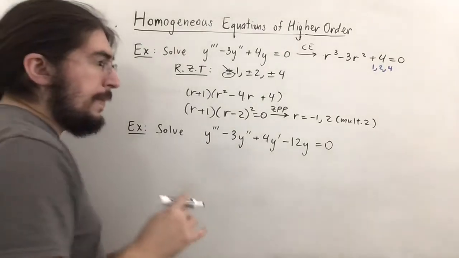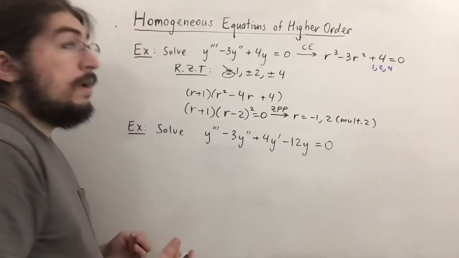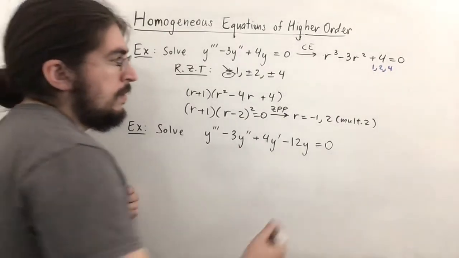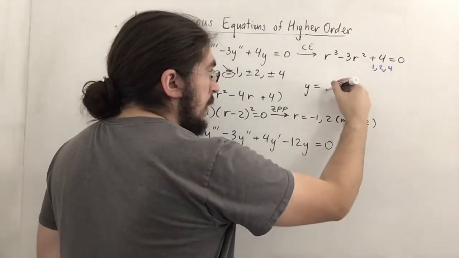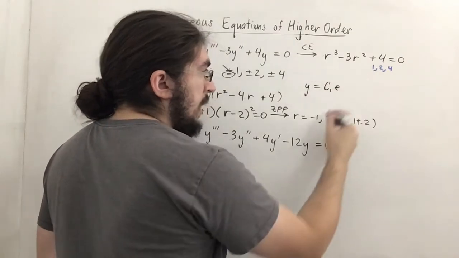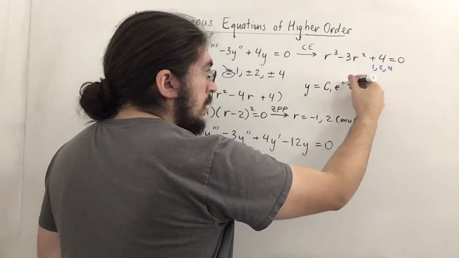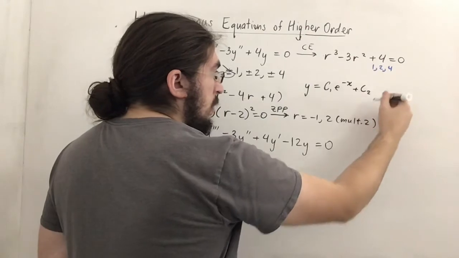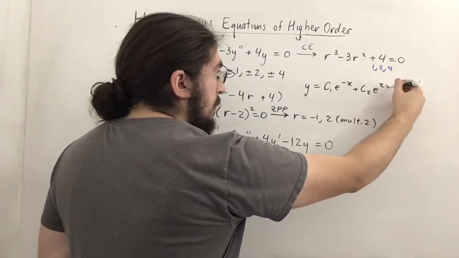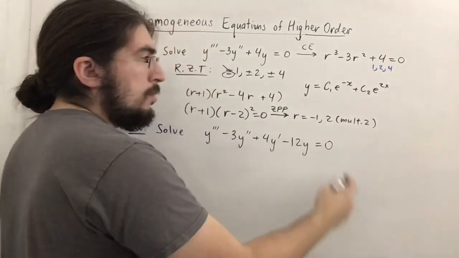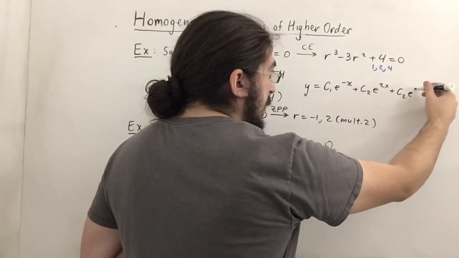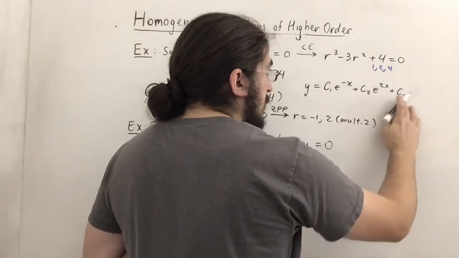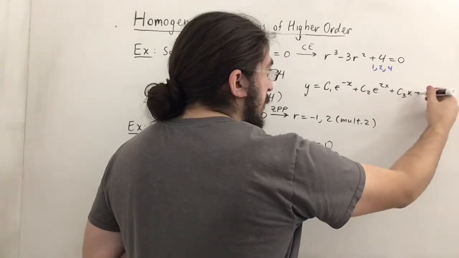Now, with that being said, what do we know? Well, our general solution to the differential equation must be some constant c1 times e to the -1x, plus c2 e to the 2x from this one. But the fact that it's multiplicity 2, let's multiply that by another x. So that's going to be c3 x e to the 2x.